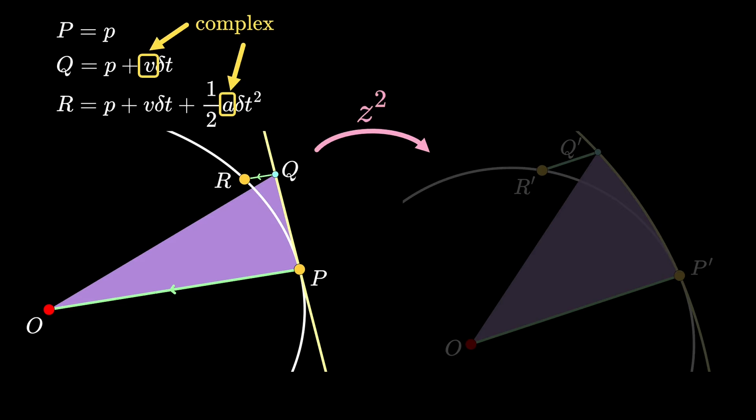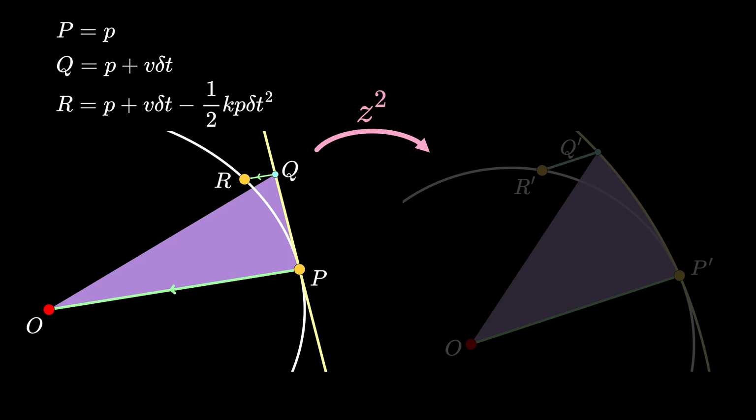We assume that the original setup before squaring is an orbit under a force whose magnitude is proportional to distance. Equivalently, the magnitude of acceleration is proportional to distance. Then, as complex numbers, we can write a equals negative kp for some real constant k. In this illustration, k is positive. Now replace a as negative kp in the complex number associated with the point R.